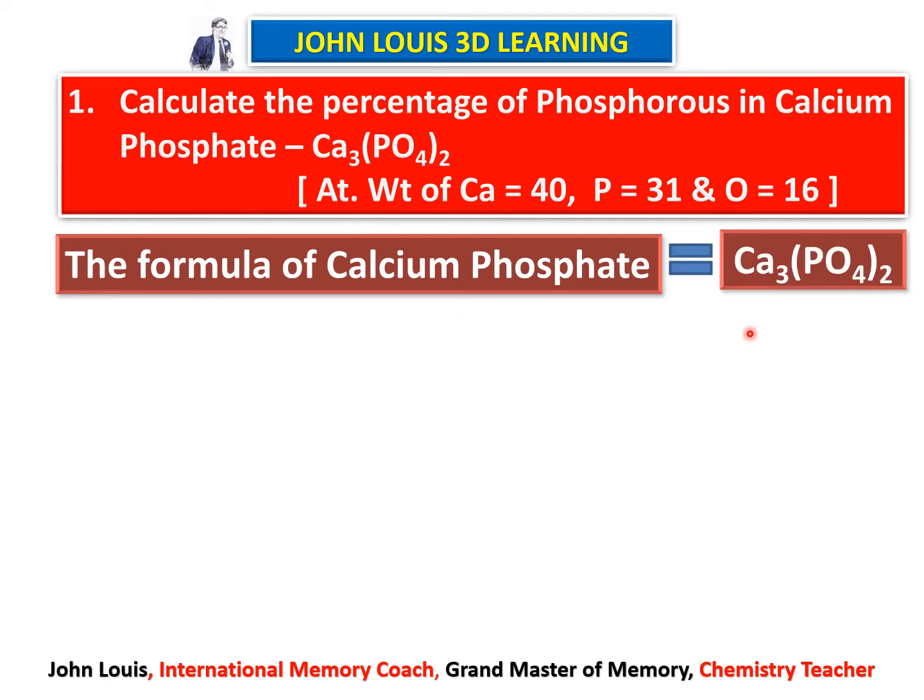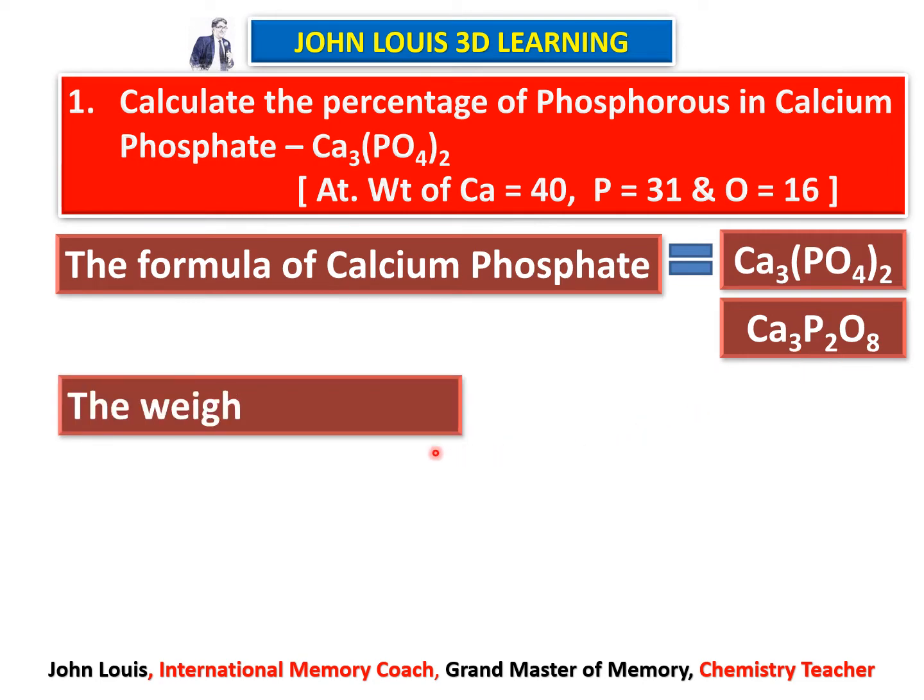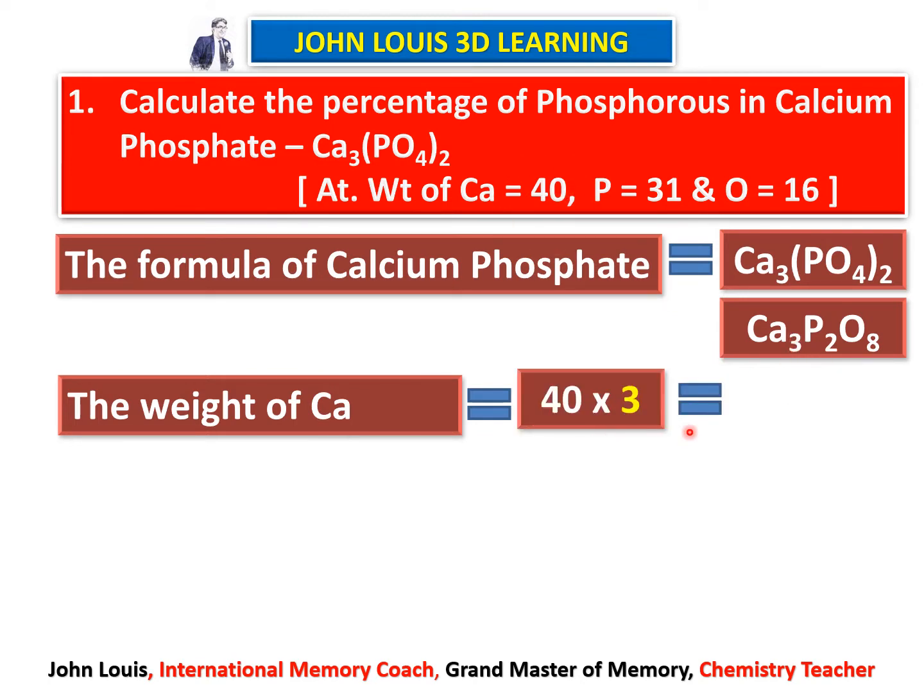So Ca3(PO4)2, that is equal to how many calcium, how many phosphorus, how many oxygens? 3 calcium, (PO4) twice, therefore 2 phosphorus, and oxygen is 4, it is twice, therefore 2 into 4, 8 oxygen. Therefore the molecular formula of calcium phosphate will be Ca3P2O8. Now the weight of calcium is equal to, what is the atomic weight of calcium? 40. How many calciums are there? 3. Therefore 40 into 3, that is equal to 120 grams.